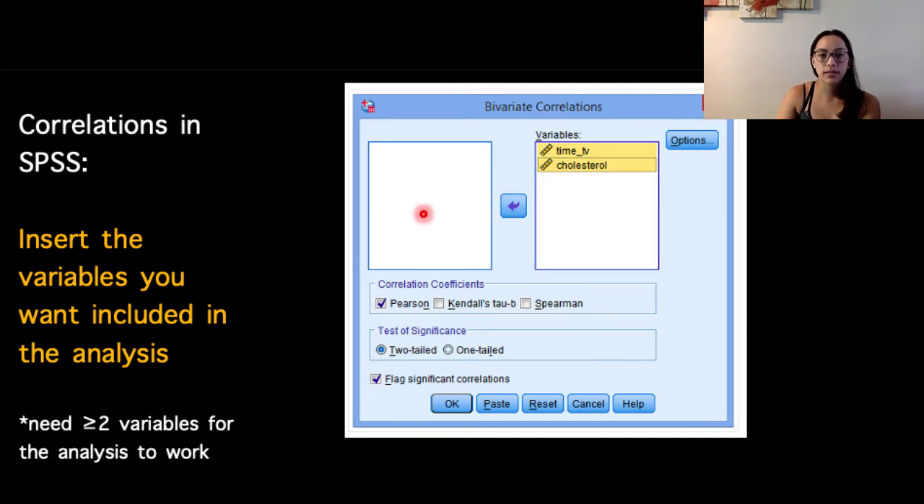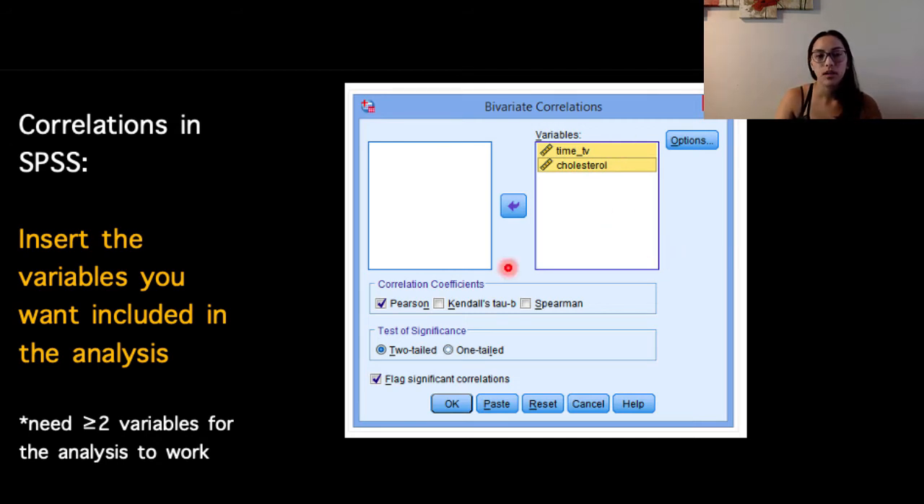In this box, you'll have any of the variables that exist in your data set. The variables box, you're going to put the variables you actually want to analyze. Okay, so I have insert the variables you want to include in the analysis. That would go in this box here. Okay, you need at least 2 variables for the analysis to work. So you might have 2 variables, you could have 10, you could have 20, it just depends on what you want.